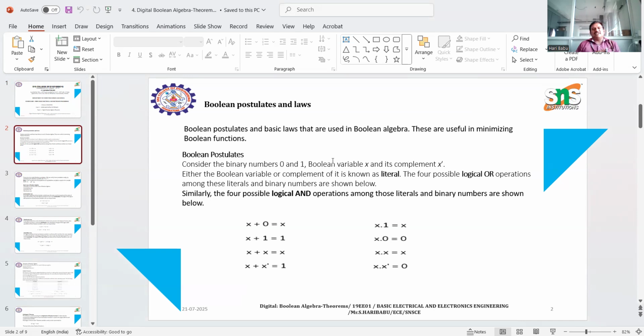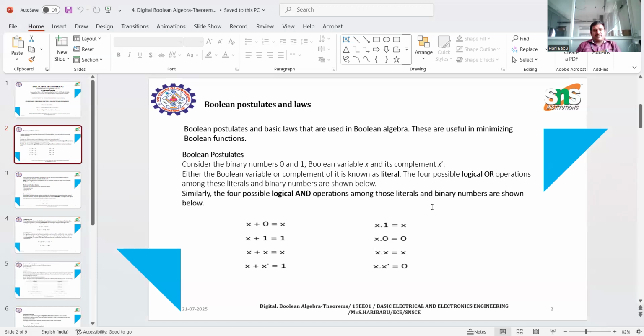Okay. So Boolean postulates consist of the binary numbers 0 and 1 and the Boolean variable x and its complement x bar. That is, when x is 1, x bar will be 0, and when x is 0, x bar will be 1. So either a Boolean variable or its complement is known as a literal, and the four possible logical OR operations among these literals and binary numbers are shown. Similarly, the four possible logical AND operations among these literals and binary numbers are shown below.